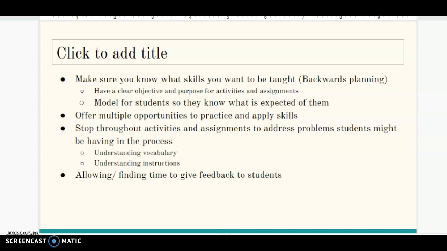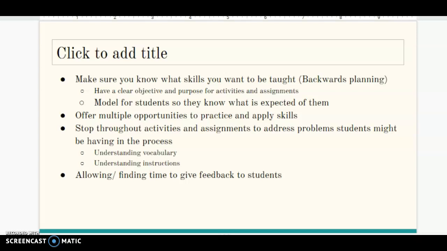And I found oftentimes I will have to stop and re-explain instruction, just because students tend to get off track or forget what they are supposed to be doing, even if it is posted on the board. And then finding time to give feedback to students, and that could be a great opportunity when you are offering opportunities for them to practice and apply skills.